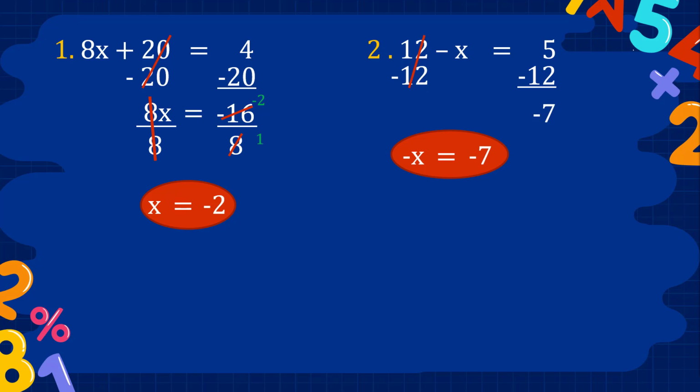We are left with minus x equals minus 7. Since there is a minus sign on both sides, you can remove them. So your final answer is x equals 7.